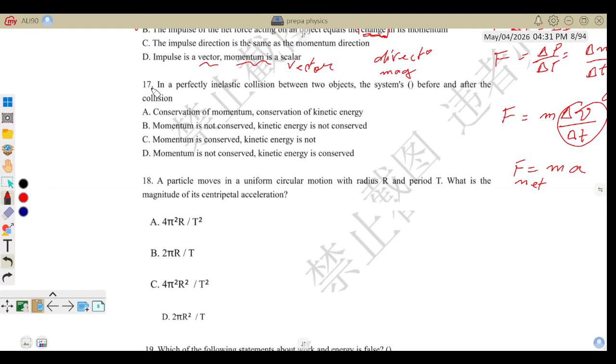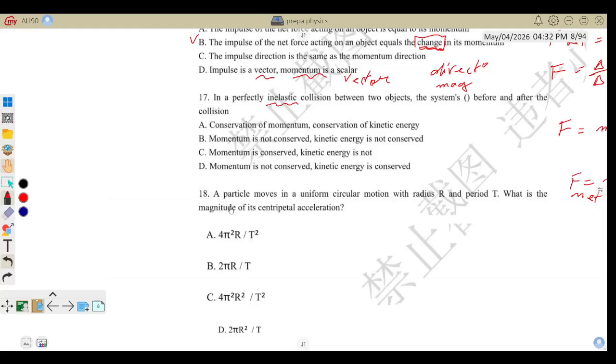Let's move to 17. In a perfectly inelastic collision between two objects, the system before and after the collision. For A, we have conservation of momentum, conservation of kinetic energy. For B, momentum is not conserved, but the kinetic energy is conserved as well. Not exactly: the kinetic energy is not conserved as well. For C, we have momentum is conserved, kinetic energy is not. For D, momentum is not conserved, kinetic energy is conserved.